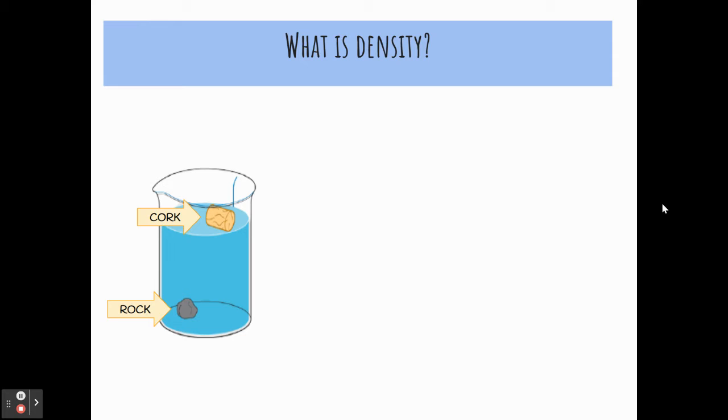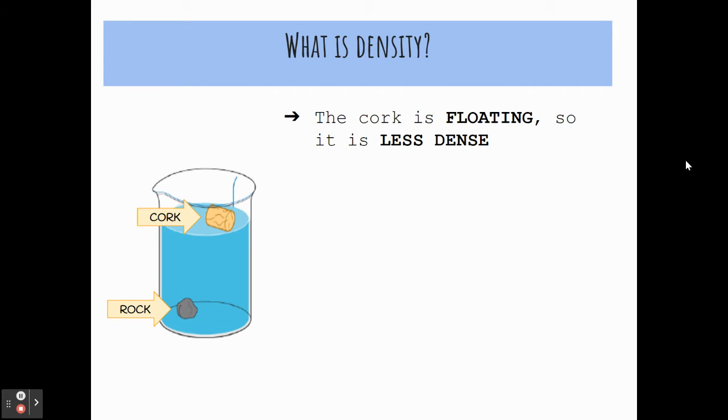All right, so let's look at this example with a cork and a rock. So we've got water here, and we've got a rock in it and a cork in it. So the cork is floating on top of the water, so that means that it is less dense than the water. And then the rock is sinking, so it's more dense than the water.